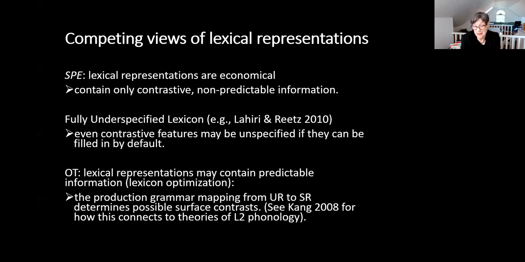And they present arguments that in processing, only specified features are relevant. At the opposite end is the Optimality Theory view that lexical representations can contain anything. You don't care what's in the lexicon. I mean, they have to contain contrastive information, but they can contain all sorts of predictable phonetic information. In fact, the lexicon optimization principle suggests that you assume the underlying representation is the same as the surface form unless there's a reason to assume otherwise. And it doesn't matter because the production grammar is going to sort things out and make sure that the predictable information is realized correctly and that contrasts are realized correctly.